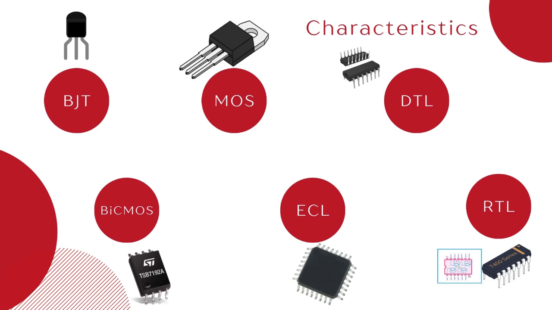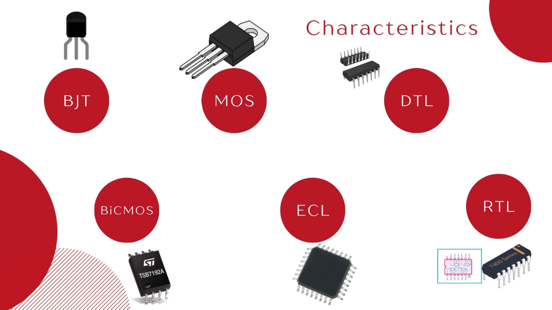MOS circuits offer moderate speed and very high integration densities, making them ideal for applications like amplifiers, power electronics, and logic circuits. While their power consumption is low when idle, MOS circuits might not perform as well in extremely high-speed applications as other technologies like ECL or BJT.